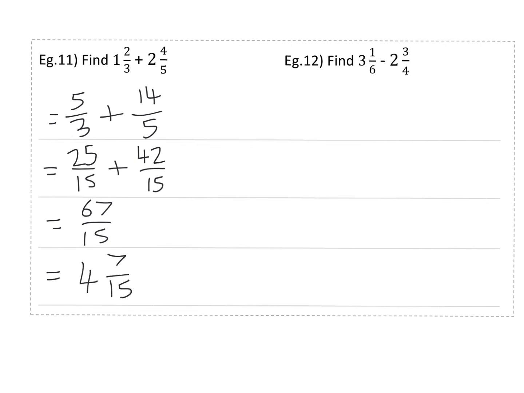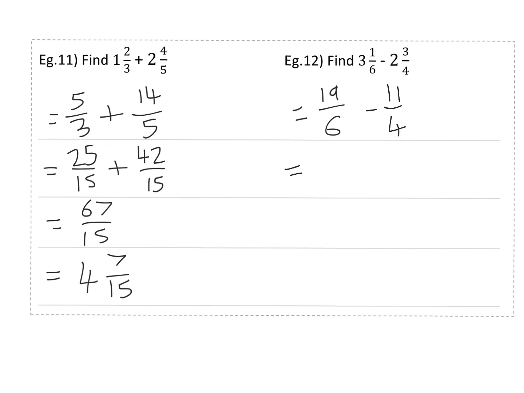Example 12. Find 3 1/6 minus 2 3/4. So we identify there are mixed numbers, we change them to be improper. So we could do 3 times 6 is 18, plus the 1 gives us 19. And then we can do 2 times 4 is 8, plus 3 is 11.